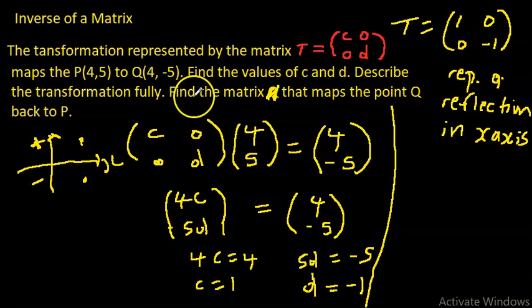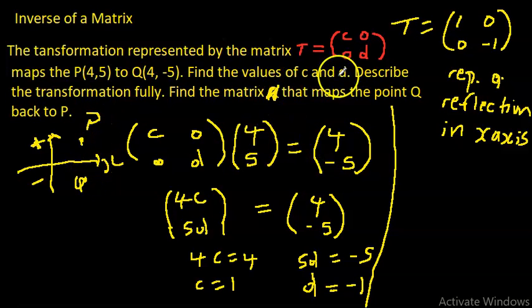So matrix T maps (4, 5) to (4, -5). They're asking which matrix maps (4, -5) back to (4, 5)? Which matrix do you think? Certainly, it's the same, an x-axis reflection. Here's a point P, here's a point Q. If you reflect P in the x-axis, you get Q, and if you reflect it back again, you go back to P.